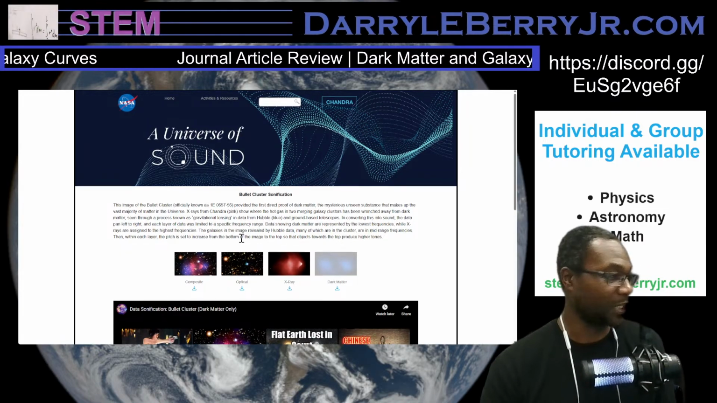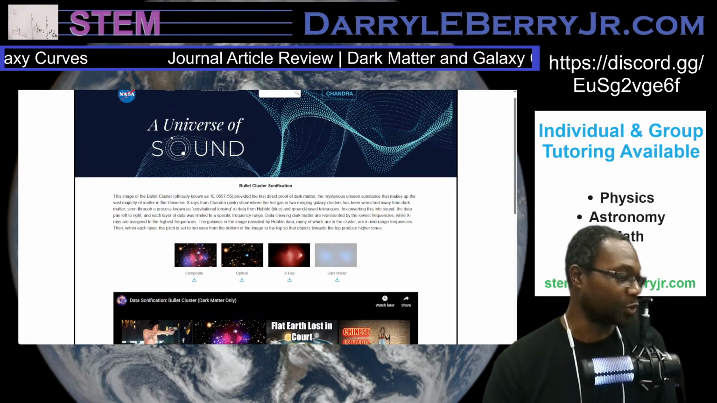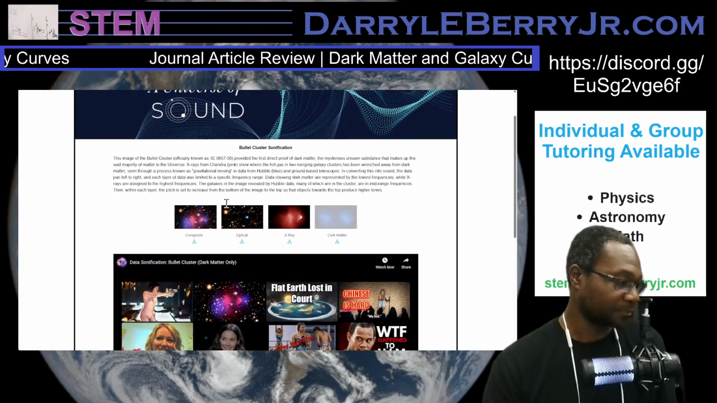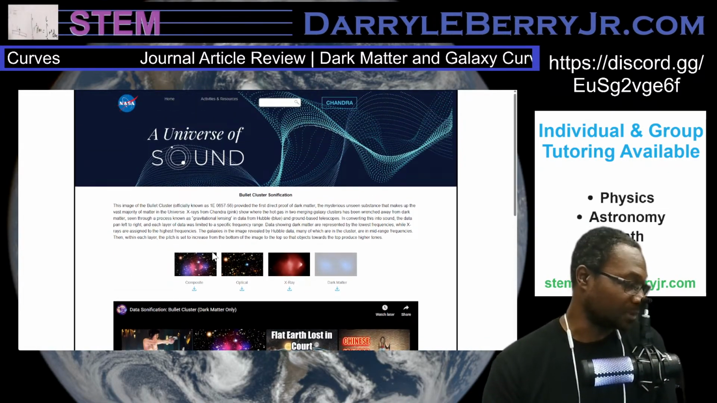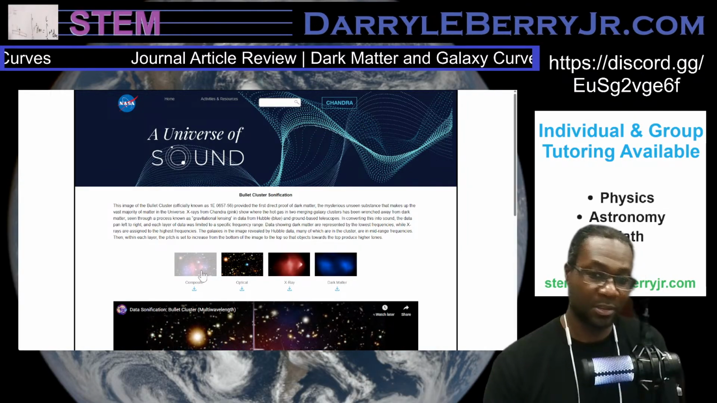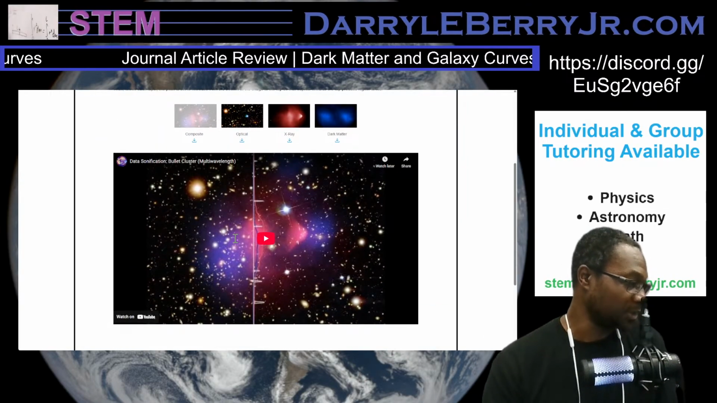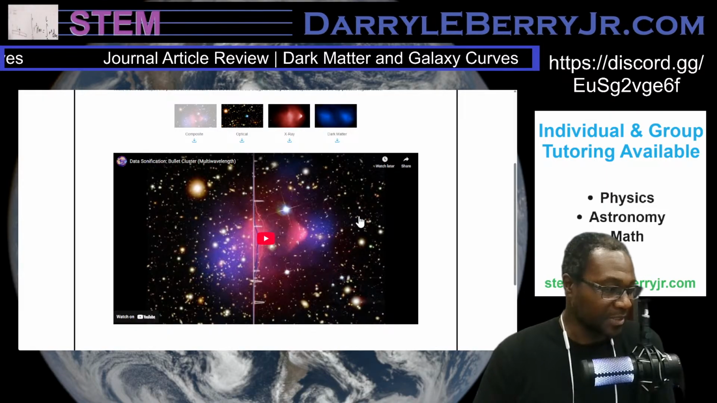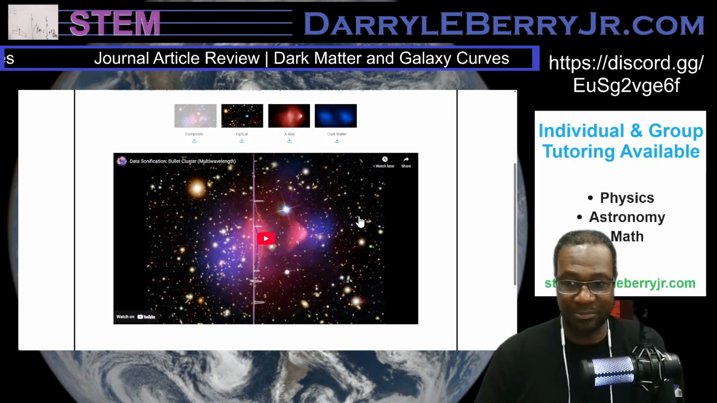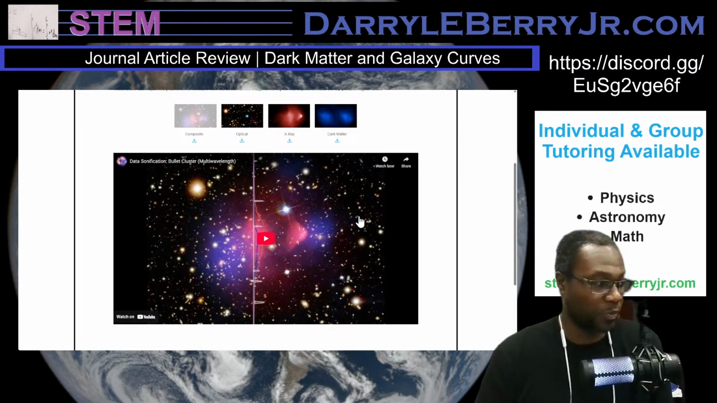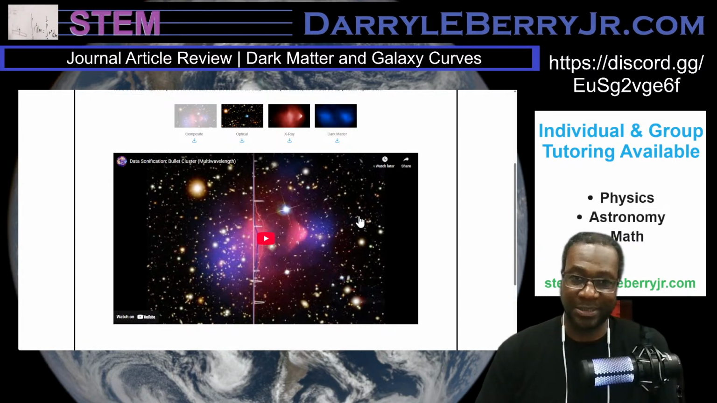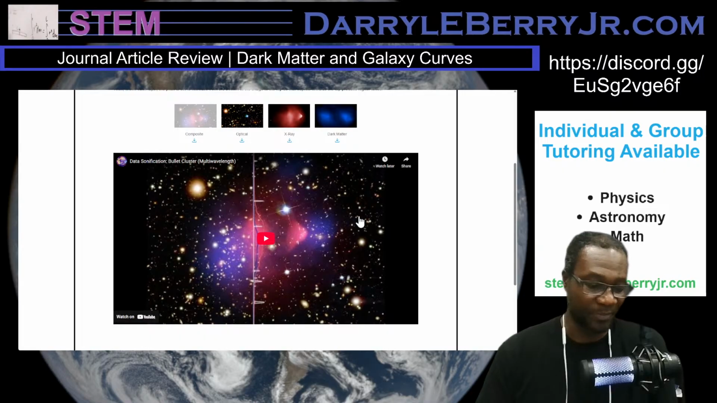This is the first real direct empirical evidence of dark matter. If you look at this image here, I remember from my reading, this is not necessarily a direct image of the cluster. And first, what the bullet cluster is. So the bullet cluster is a composite of two different clusters.